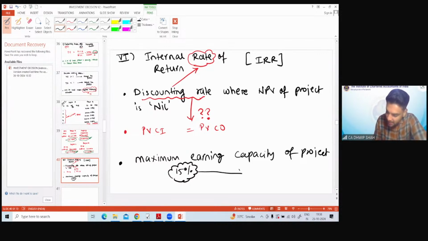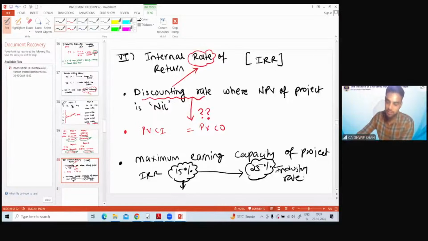And if I say your desired rate from the project, your wish from the project, or the industry rate is 25%, tell me, will you accept the project or not? What shall be your decision? The project ki maximum earning capacity is 15%, but the industry rate is 25%. What shall be your decision? Shall we accept the project or reject? Not acceptable. Yes, because I want something more, but that project has not the capacity to earn more. So I need to reject the project. Yes, correct.